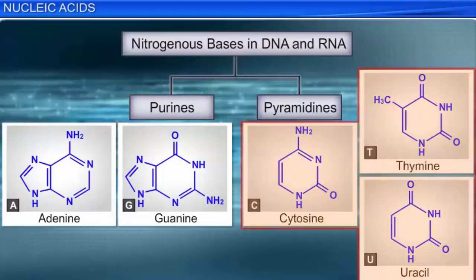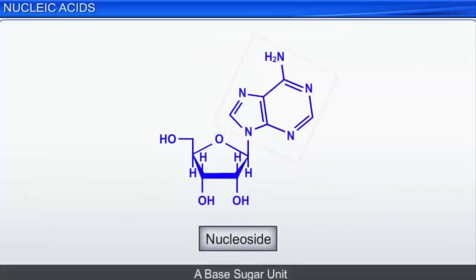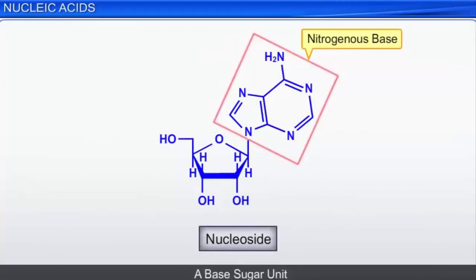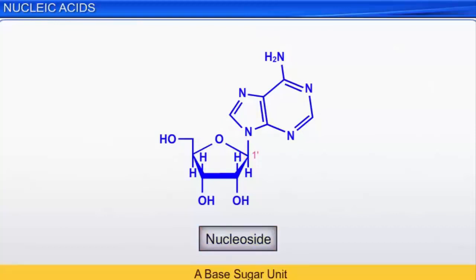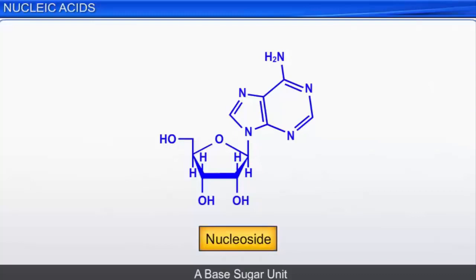A nitrogenous base attached to the C1' carbon of the sugar is called a nucleoside, or a base-sugar unit. The nucleoside adenosine is shown here. Note that we number the sugar carbons in nucleosides as 1', 2', and so on, as shown.